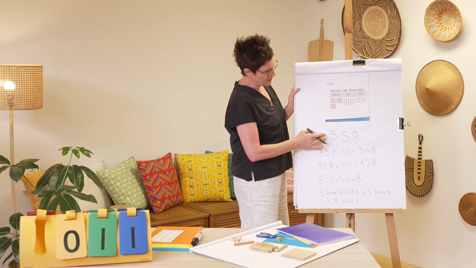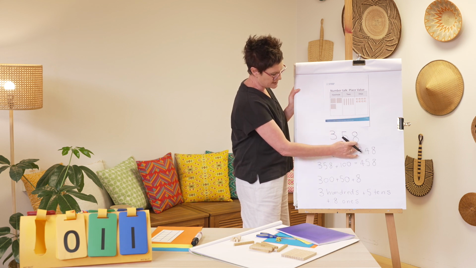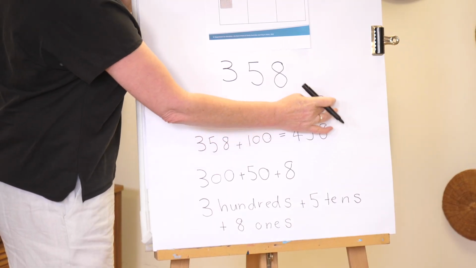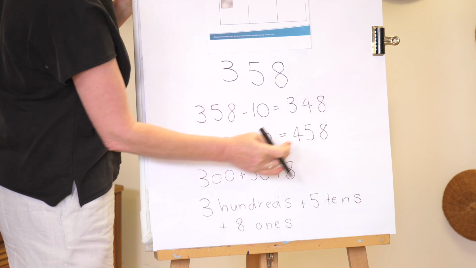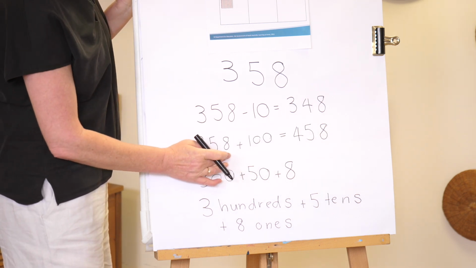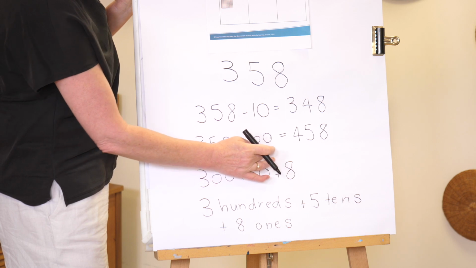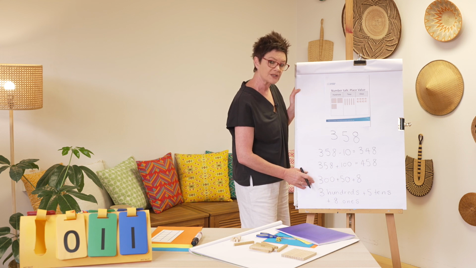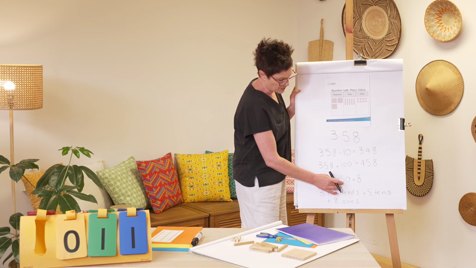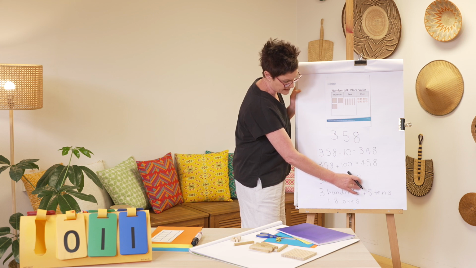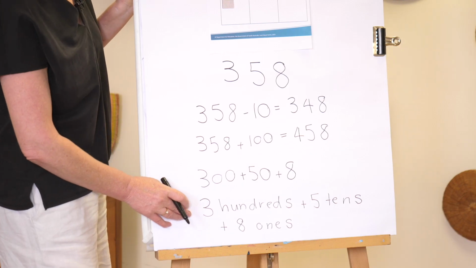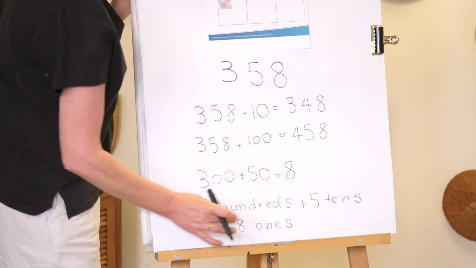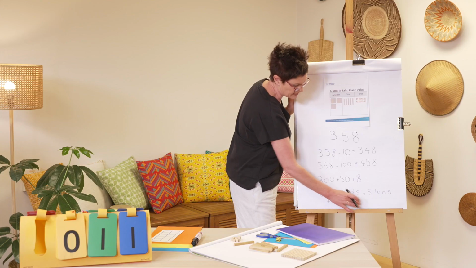Let's go through this quickly again. We have 358. If I subtract 10 or take away 10, I'll have 10 less, which is 348. I had 358. If I add another 100, I'll have 458. I can partition this number, 300 plus 50 plus 8, and I can write it another way, 3 hundreds and 5 tens and 8 ones.